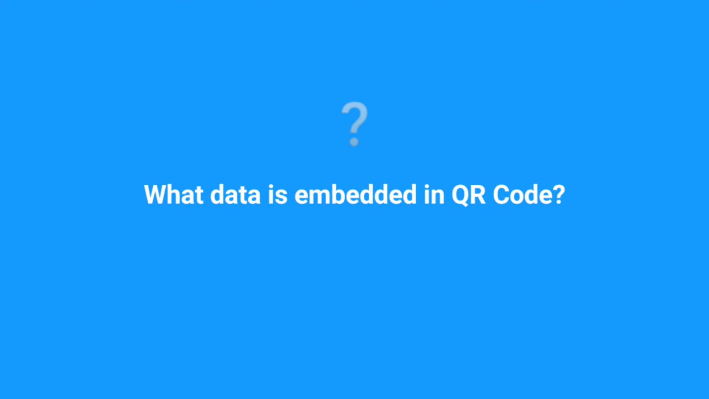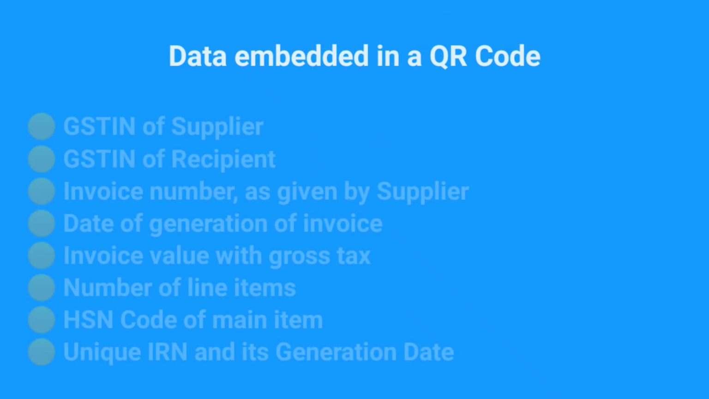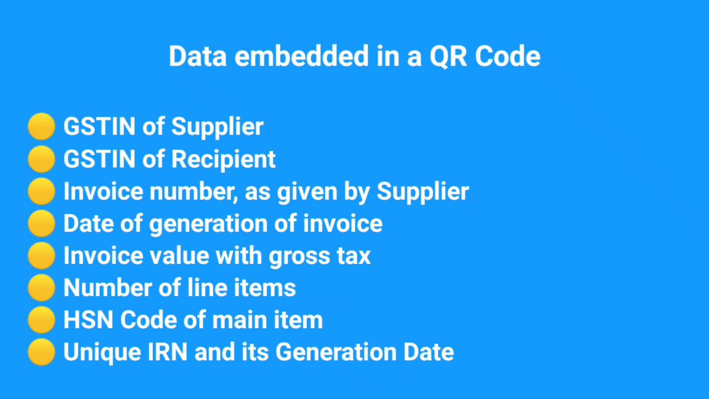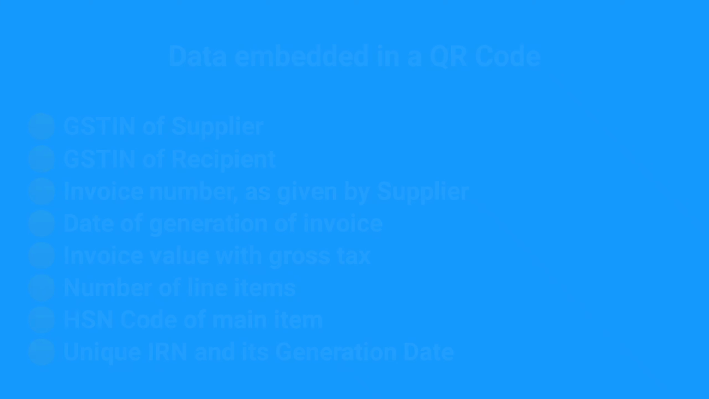What data is embedded in the QR code? The QR code will consist of certain key particulars of the e-invoice, such as GSTIN of supplier and recipient, invoice number as given by the supplier, date of generation of invoice, invoice value with gross tax amount, number of line items, then HSN code of the main item, being the line item having the highest taxable value, and the unique IRN and its generation date.